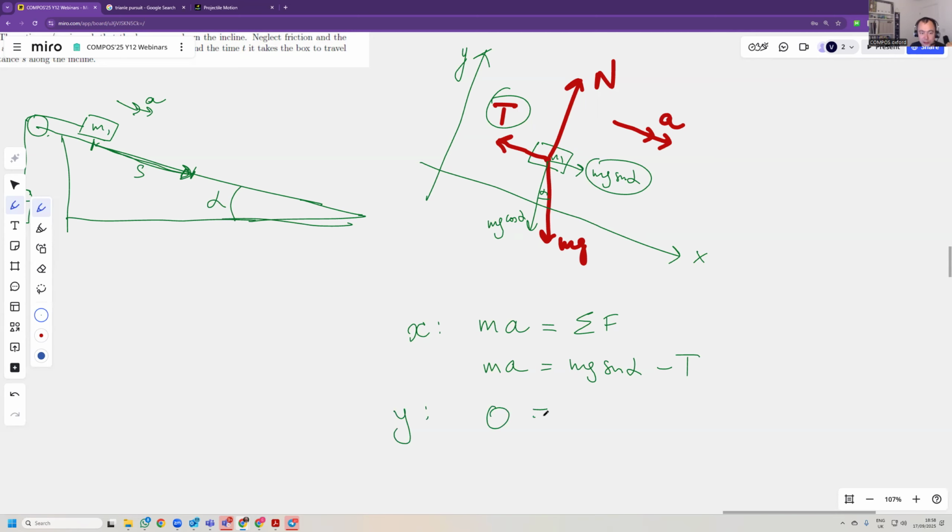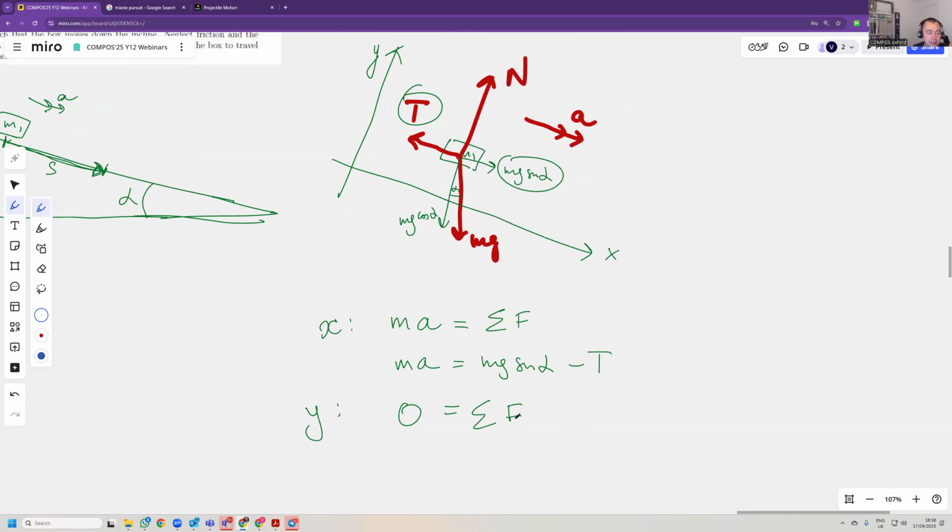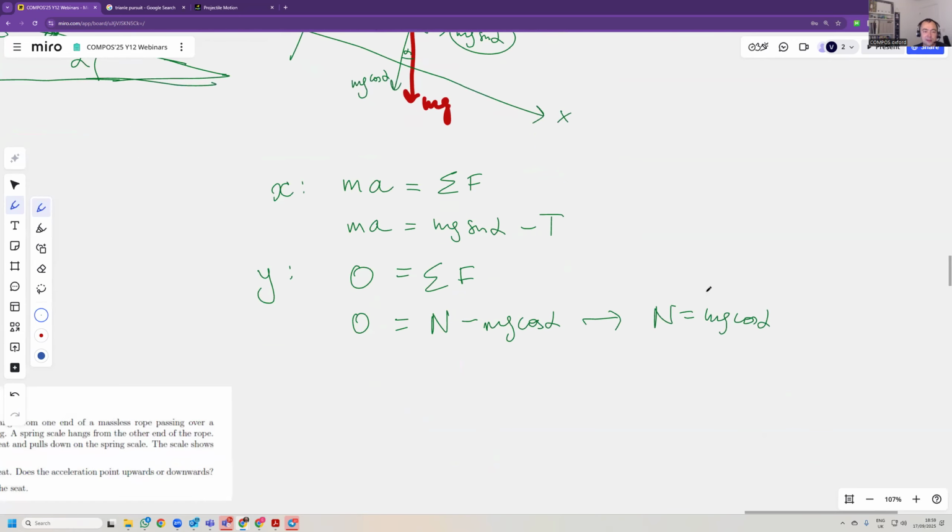So 0 is equal to the sum of forces. And then you have 0 equals normal reaction minus mg cos alpha. And from here, you get that N is mg cos alpha. I've got a feeling that we won't need that, but nevertheless. Okay, so we've got two equations, this and this.